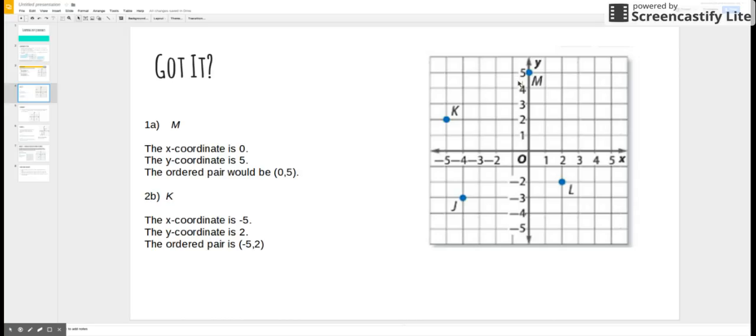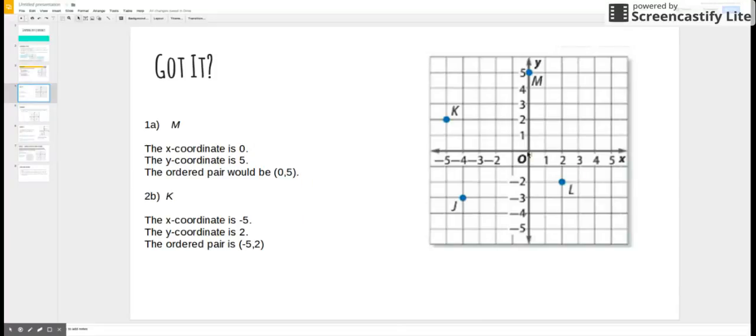So let's try finding where this point is over here, point M. We start at 0. We don't have anywhere to go across first, right? So we're gonna just go up. 1, 2, 3, 4, 5. Since we didn't have anywhere to go across, that x-coordinate is 0. Then we went up 5, so our y-coordinate is 5. So the ordered pair is 0, -5.